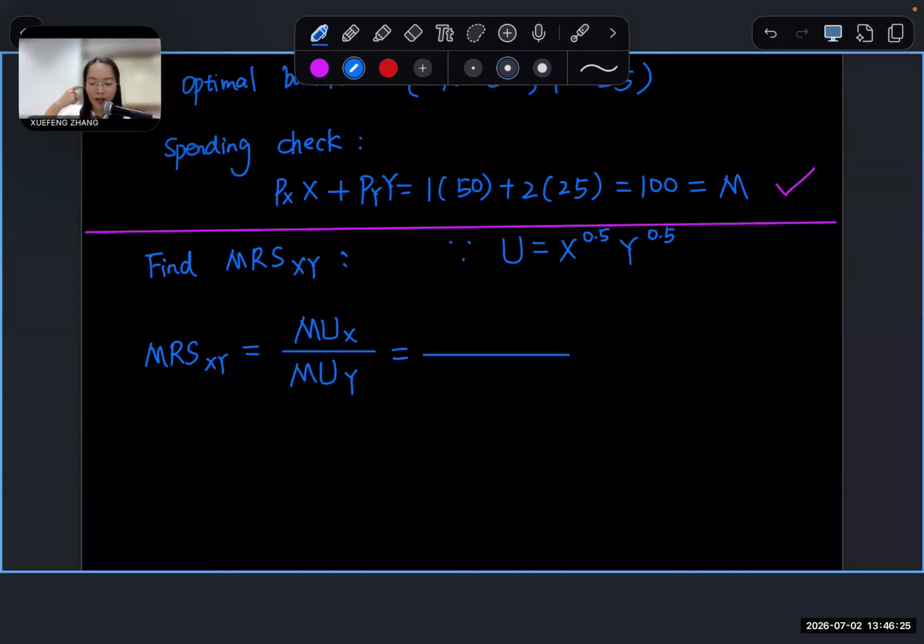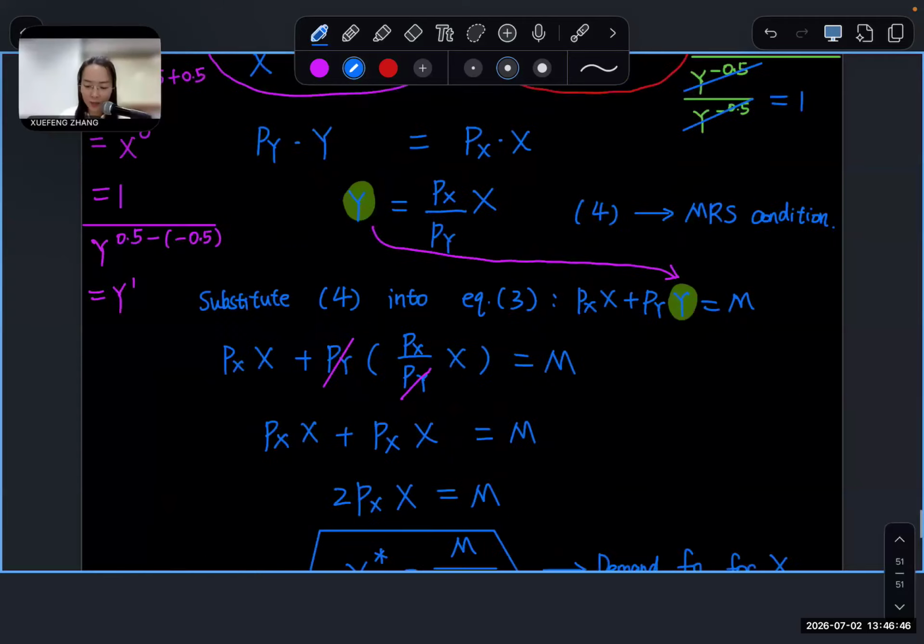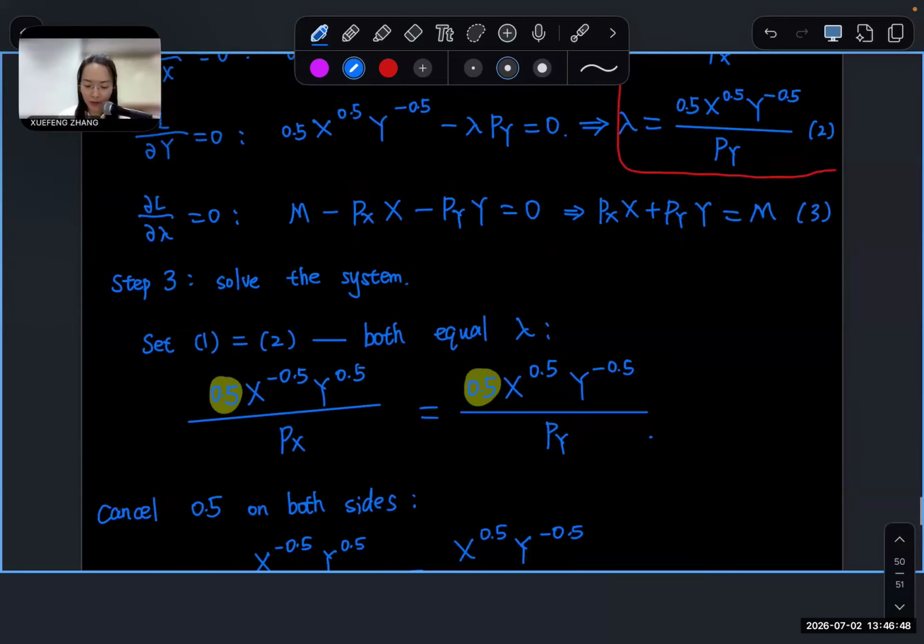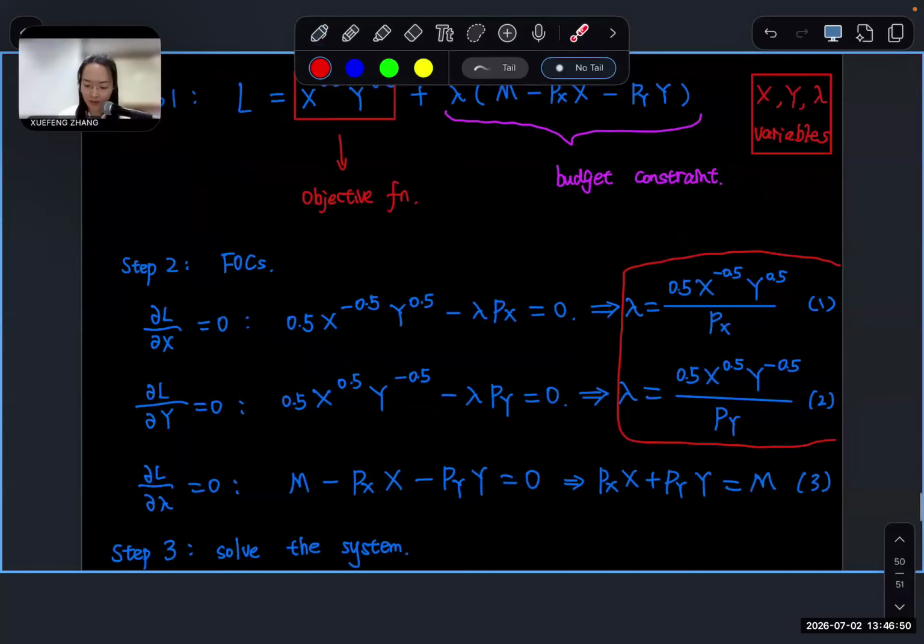So here, how are you going to find MRS? You take partial derivatives. First you take the partial derivative with respect to X, and then you get MUX. Then you take the partial derivative with respect to Y. Actually, it's the same thing we did for the first order condition.